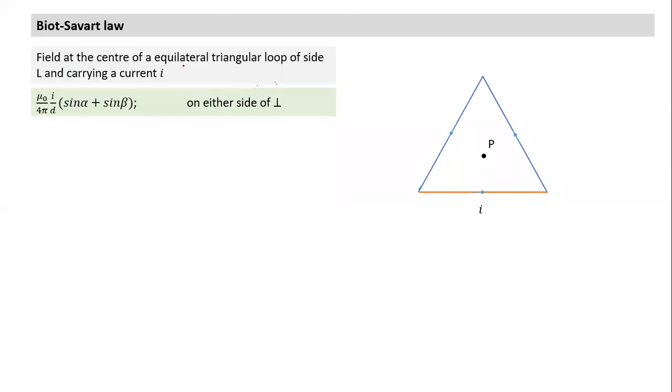Suppose we want the field at the center of an equilateral triangular loop of side L and current I. So this is current I in the loop. We can first calculate the field due to one part. What we understand in case of a loop is that whatever direction the field created by a part of the loop, every other part will also create a field in the same direction. So if I take this particular side, it will create a field pointing out of the page (dot). The other two sides will also create a dot.